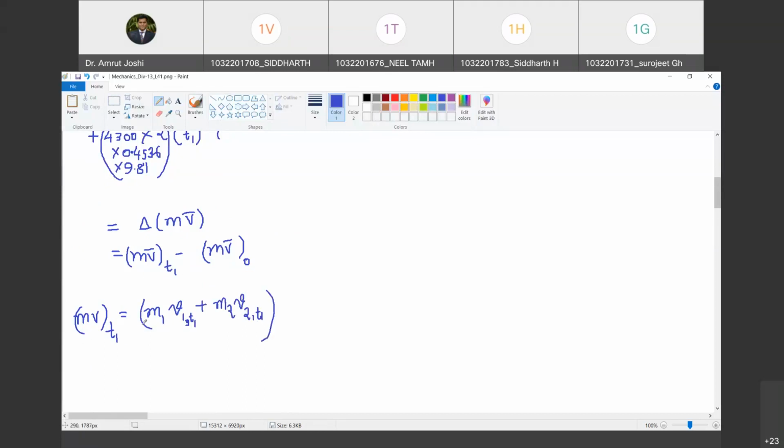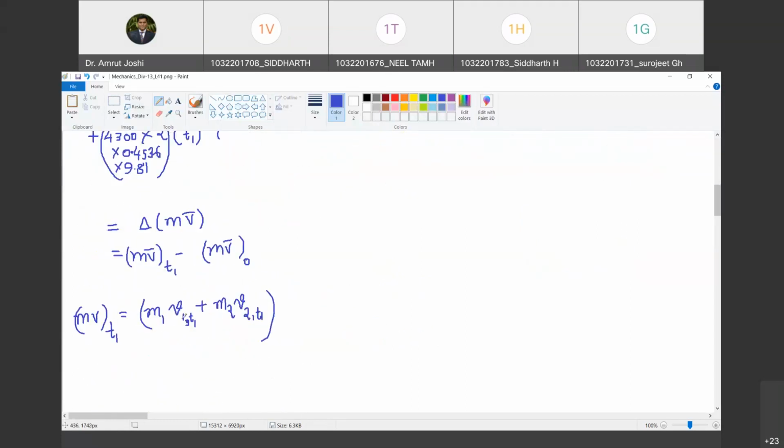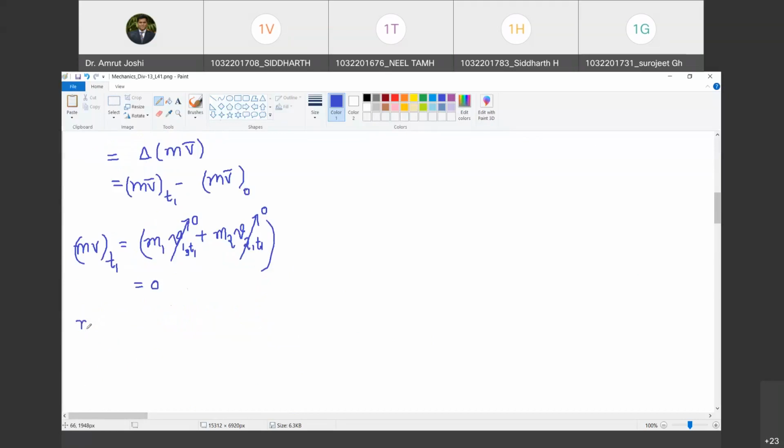But at time t1, both the bogies are going to come to rest. So this velocity is going to be 0. Agreed? Yes. So what is the momentum at time t1? 0. Now let us write down the momentum of both the bogies. And I will have to say it is the momentum in x direction, so I cap. Are you with me? Yes, sir.